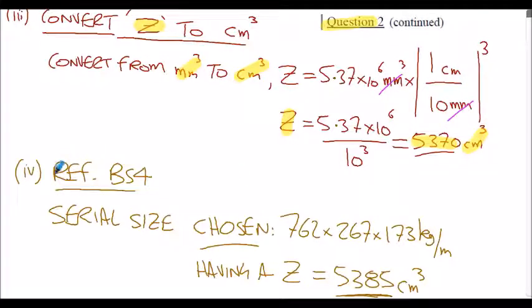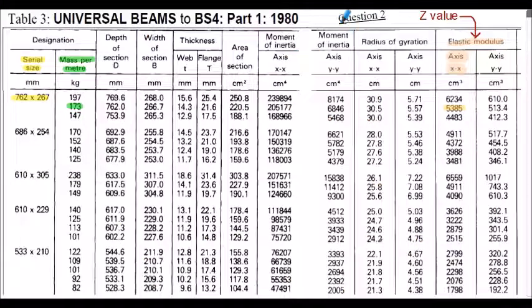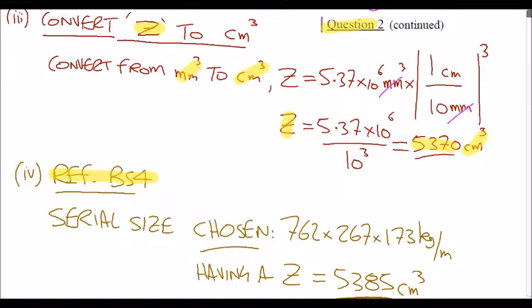We now refer to our universal beam table. Here's our table. Scanning down the Z column, the section modulus column, we're trying to find a section modulus of 5,370. And I can see here we've got 5,385 at this location here. And reading across, that's a serial size 762 by 267 by 173 kilograms per meter. So that's our chosen serial size here, and the Z is 5,385 centimeters cubed.